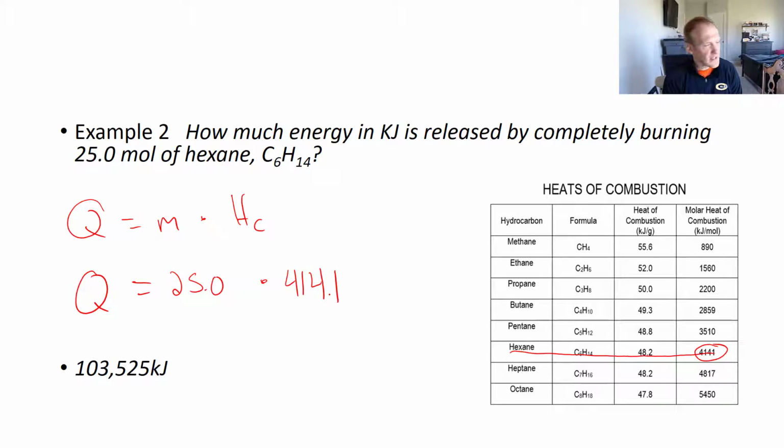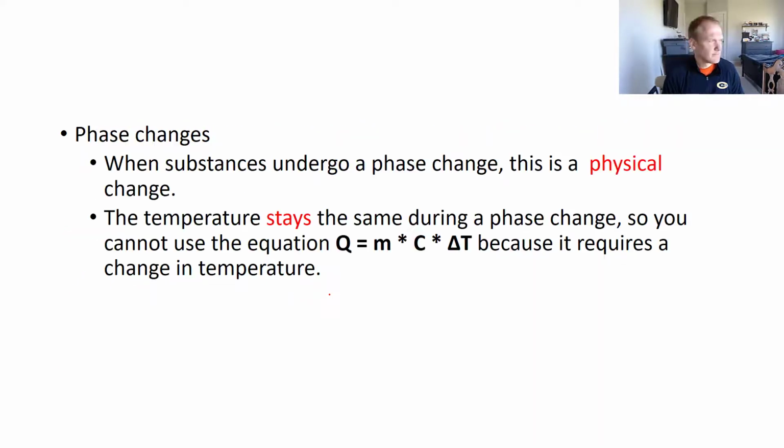So really simple math, not a difficult problem. You can all handle it. It's very similar to Q equals mc delta T, but it's got even fewer variables.